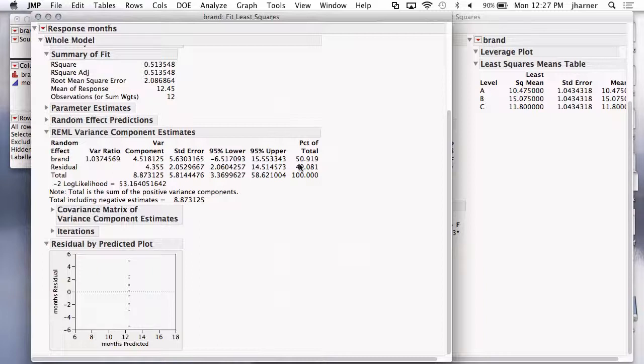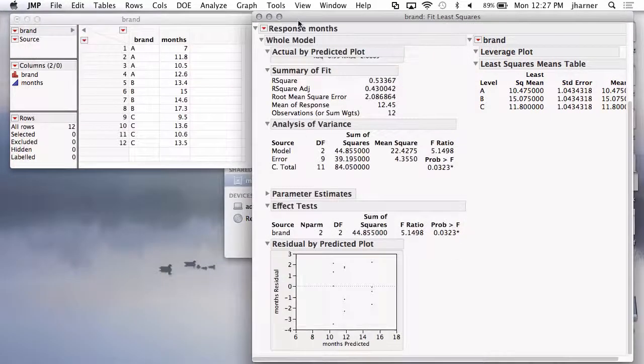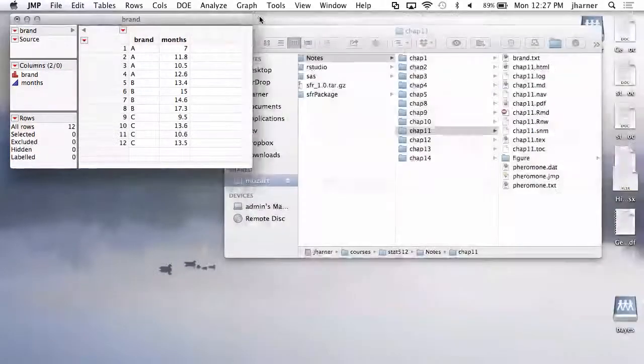So the brand variation explains about 50% of the variation. So there's a lot of variation in addition to the brand variation. So if, in fact, I had a random sample of brands out of a large group of brands, then the brand effect is about 50% of the total variation. Does that make sense? So that's how you do it in JMP, and we just specify that it's random. Okay, any questions?